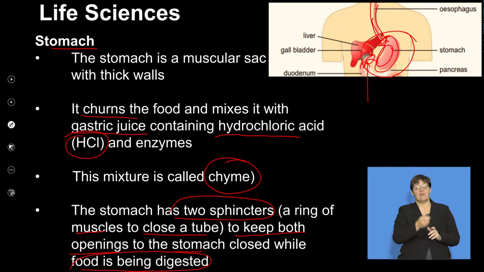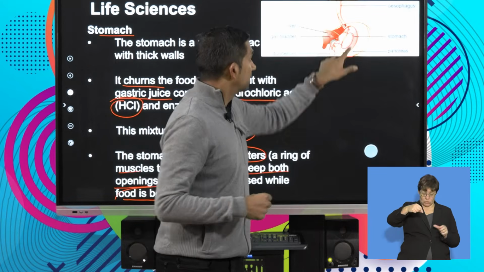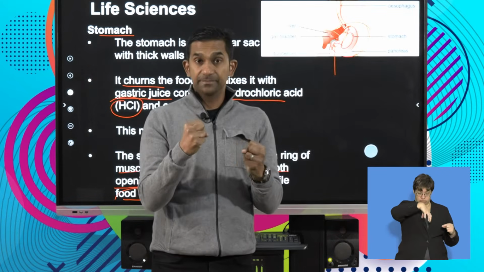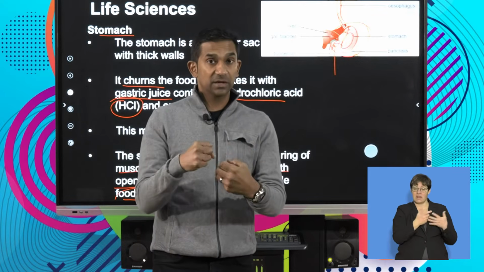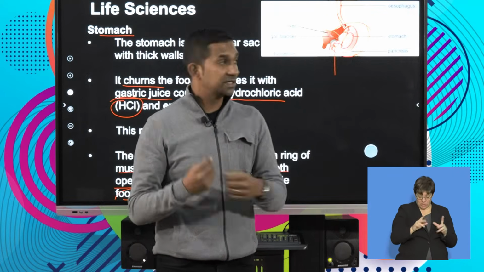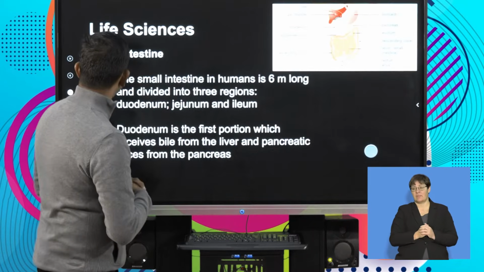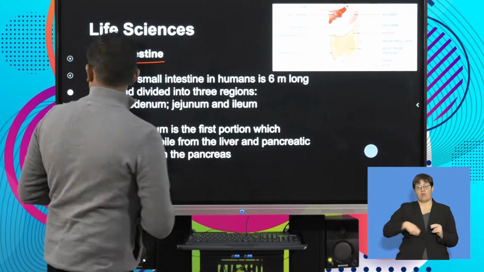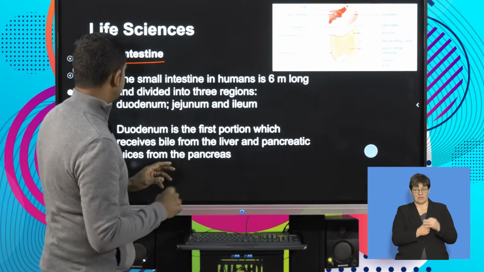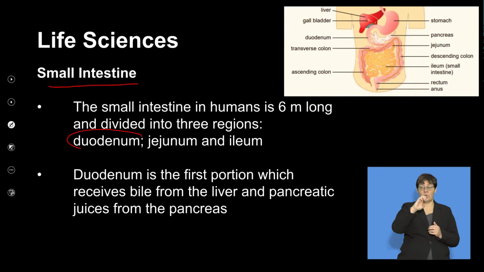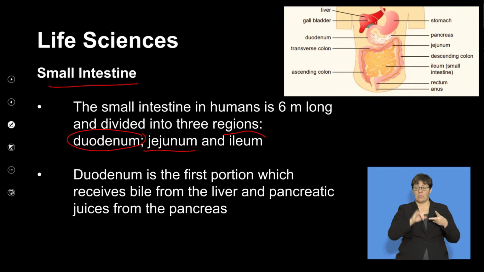So essentially, it allows for food to enter into this muscular organ, and it closes up and it contains the food for a little while until that churning and mixing occurs, and then it allows for the food to move through. Finally, we look at the small intestine, which consists of three regions. It has the duodenum, the jejunum, and the ileum.